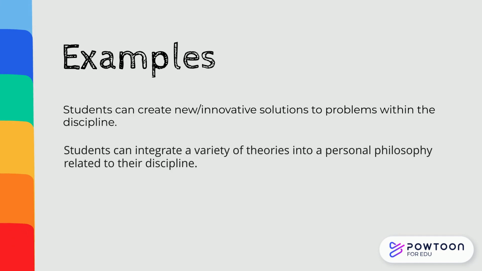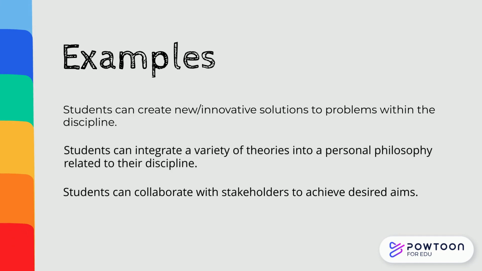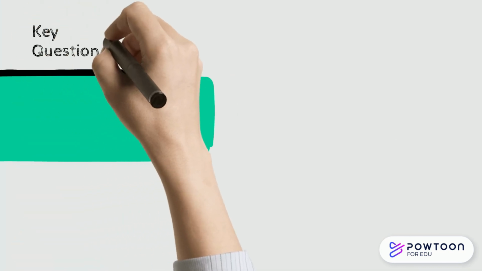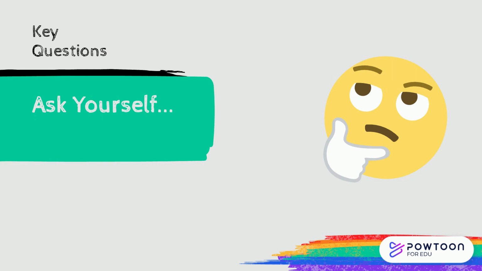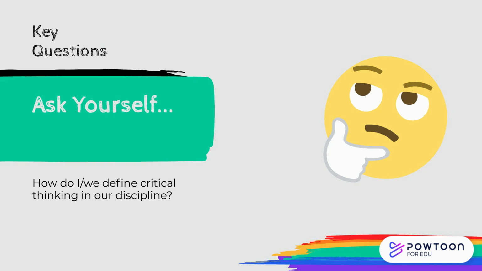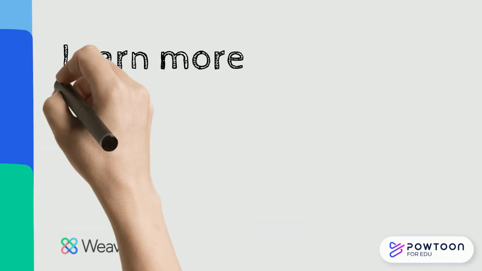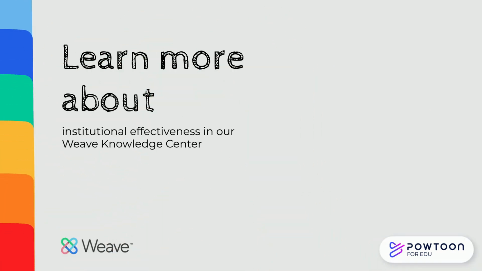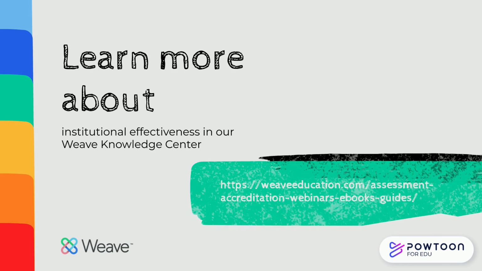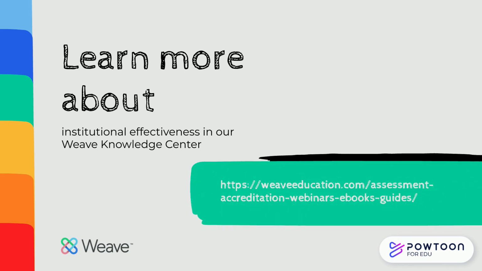Some other examples of critical thinking outcomes focused on creating innovative solutions, integrating resources, and collaborating with peers are included here. But remember, asking yourself two key questions will help you develop your own critical thinking outcomes. How do you define critical thinking in your discipline? And what should students be able to do to show that type of thinking? Improving your critical thinking learning outcome statements is just one of many tools you can use to improve student learning.